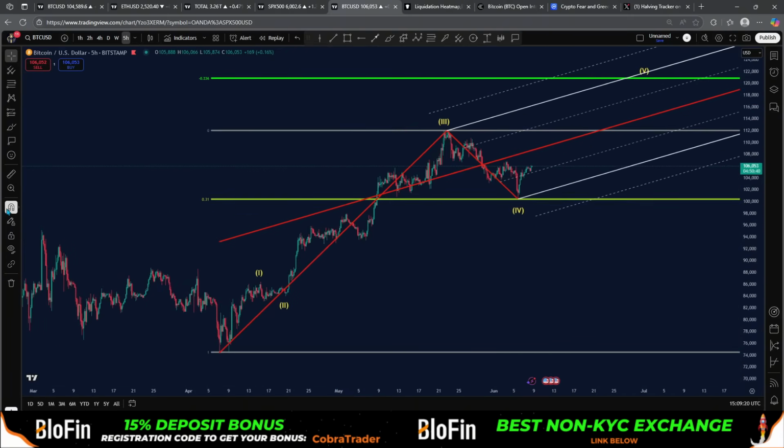A lot of people are asking me, Cobra, where is the next resistance? Because you're long, where are you looking to take profit? As of now, I'm not looking to take any profits before we're hitting 110, maybe 109K, which is this median line. That's where the algorithms are looking to sell.